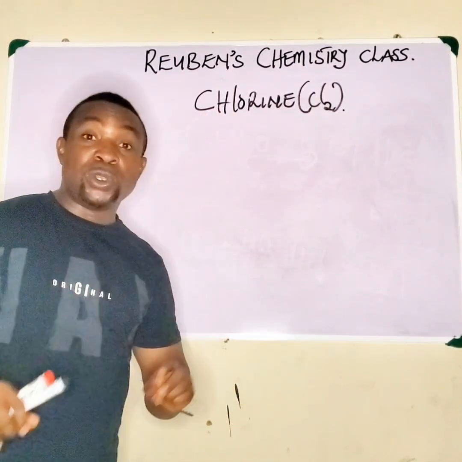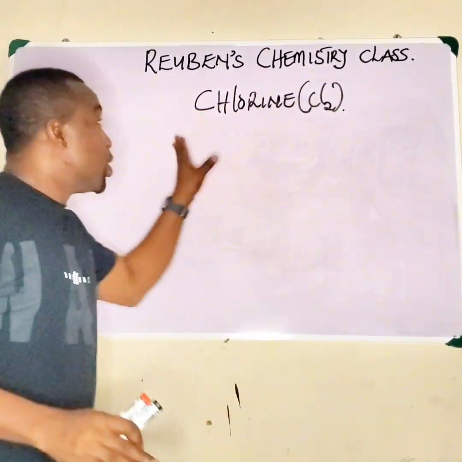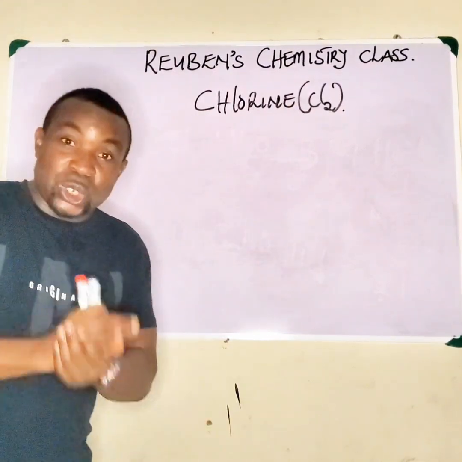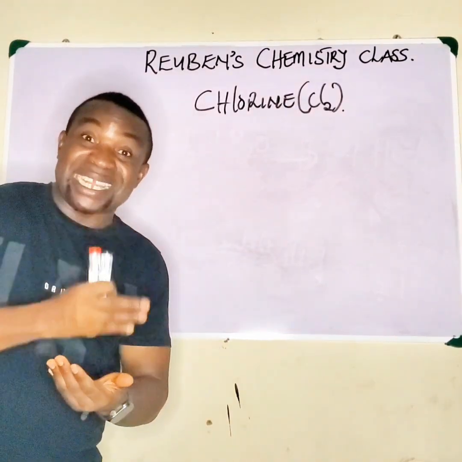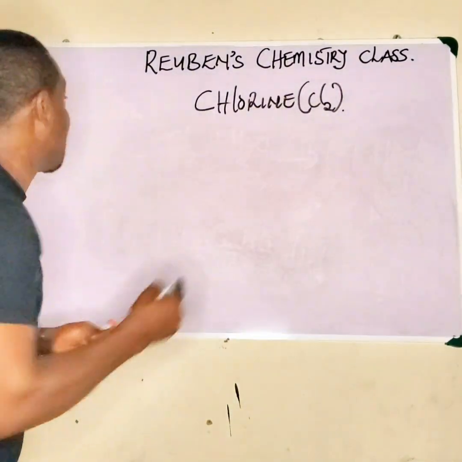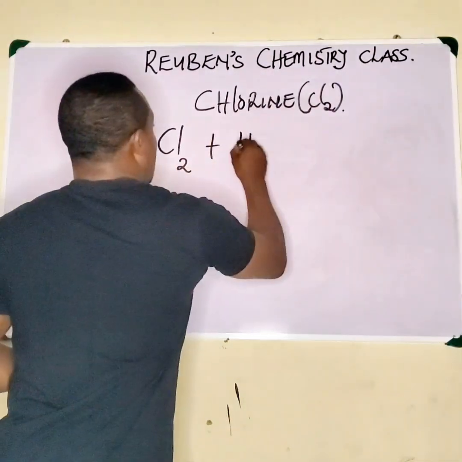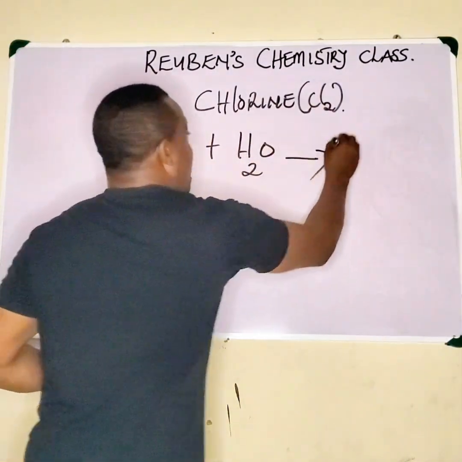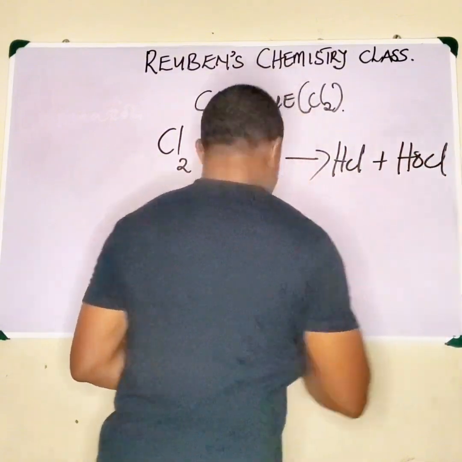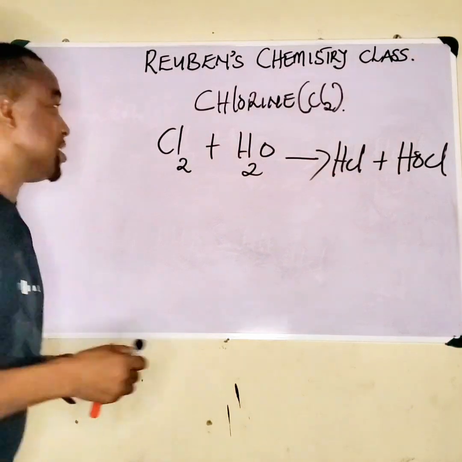And it is not as if the chlorine is the one doing this work. Chlorine reacts with water, and one of the products of this reaction takes care of this very particular work in the chlorination of water. Let's see this equation where chlorine as a molecule reacts with water to form HCl plus HOCl. And this HOCl is simply known as hypochlorous acid.